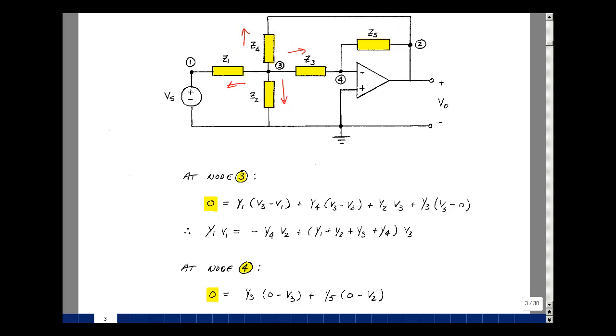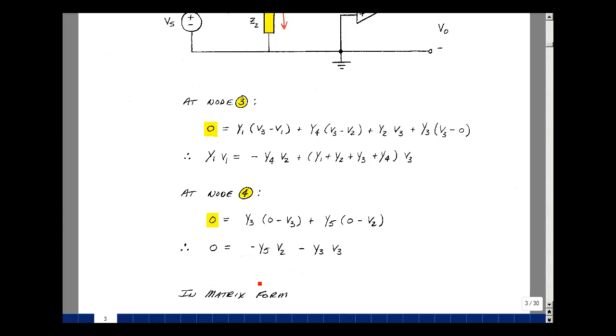Let the current leave the node. Go in this direction and this direction. Do the same thing: got nothing entering and everything leaving. Current in Z3 is going to be this node minus this node, so 0 minus V3 divided by Z3. Current going in this direction is V4 minus V2, but V4 is 0, minus V2 divided by Z5.